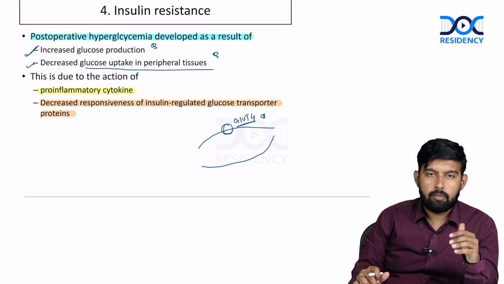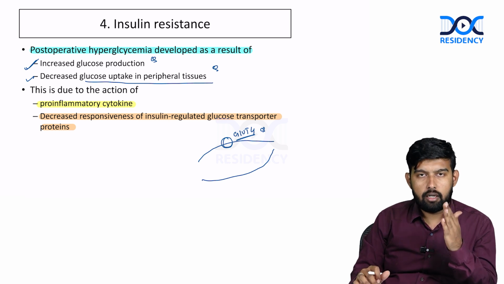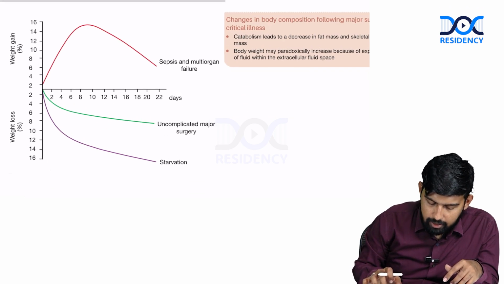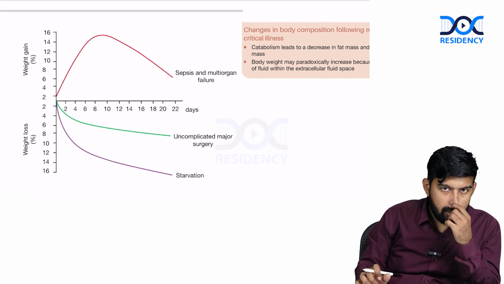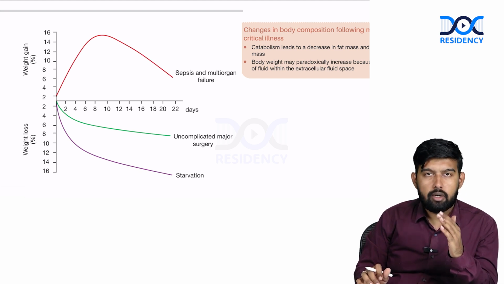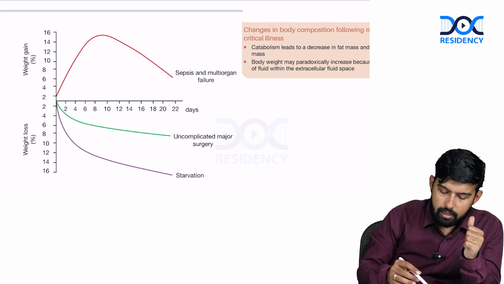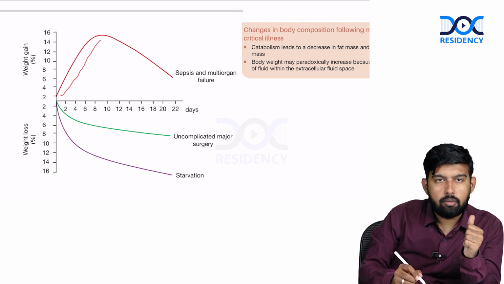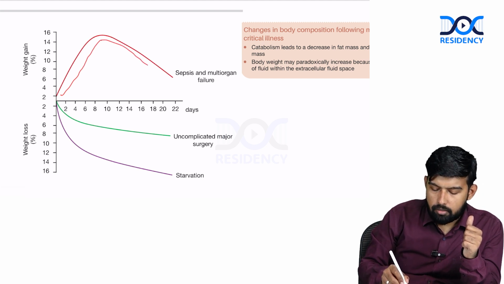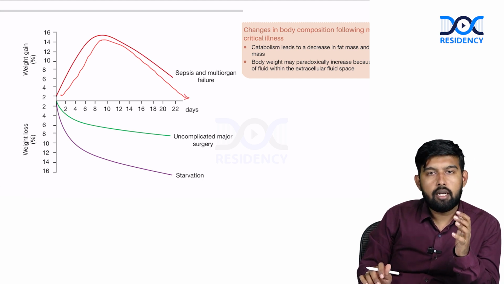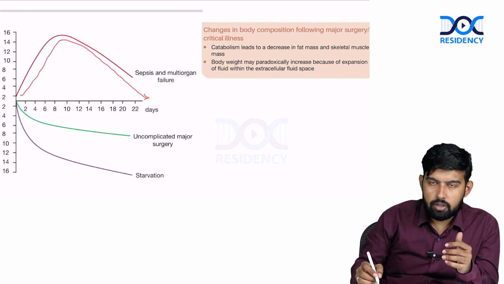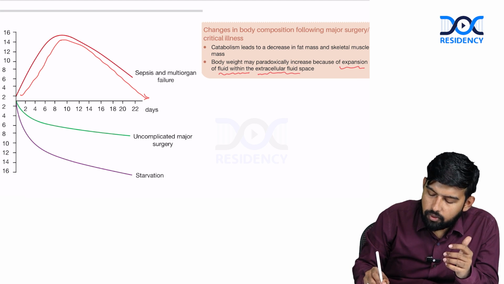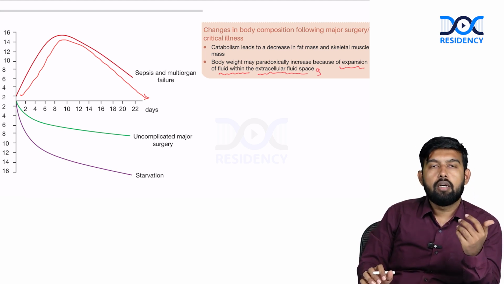So these are the metabolic changes in response to injury or trauma. These responses are graphed as follows. During major sepsis or multi-organ failure, there is initially an increase in the weight. So just remember that there is an initial increase in the weight of the patient, and again the weight falls. The initial increase in the weight is because of the expansion of body fluid in the extracellular fluid space because of overzealous resuscitation.